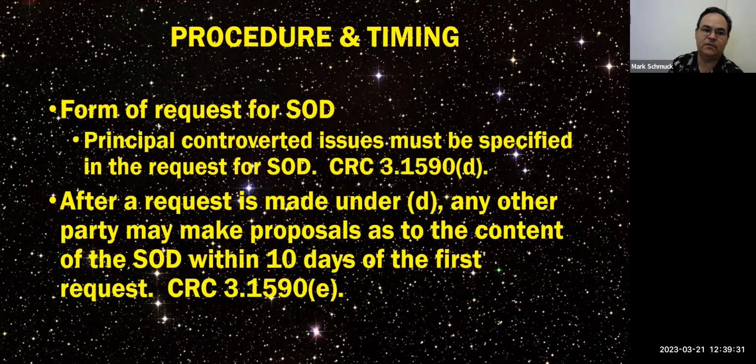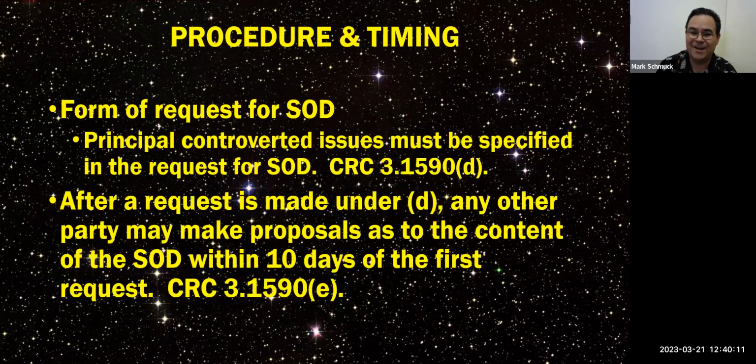So how do you request a statement of decision? What form must it take? The person requesting the statement of decision must set forth the principal controverted issues that should be included in the statement of decision. Now, in practice, I have seen and I have made requests for statement of decision just by saying, I want a statement of decision. And that sort of implies that every principal controverted issue needs to be included in the statement of decision. But the rule requires it.